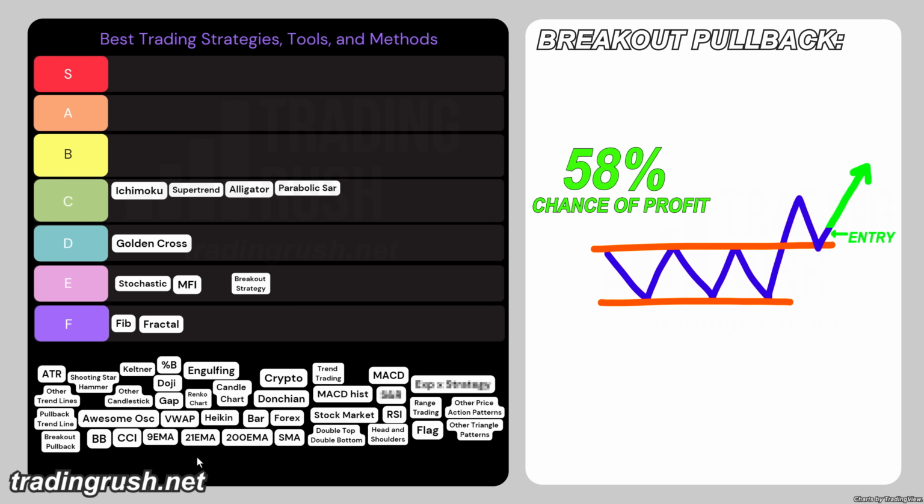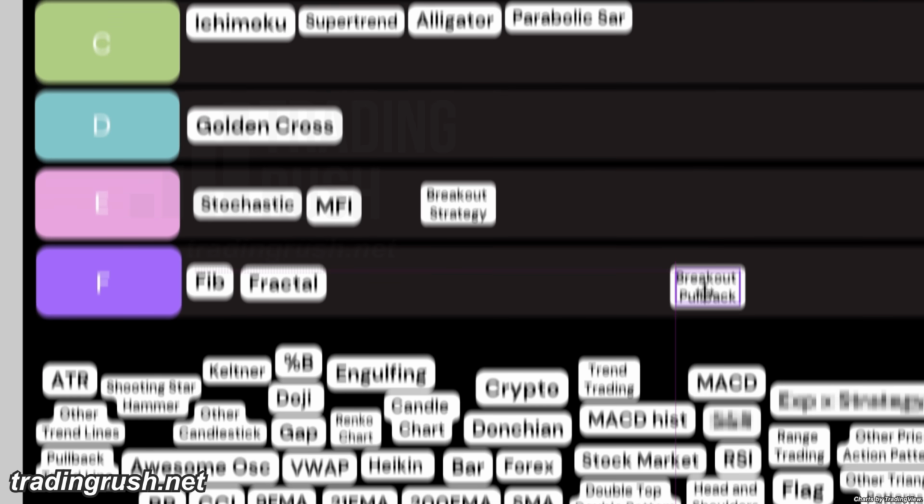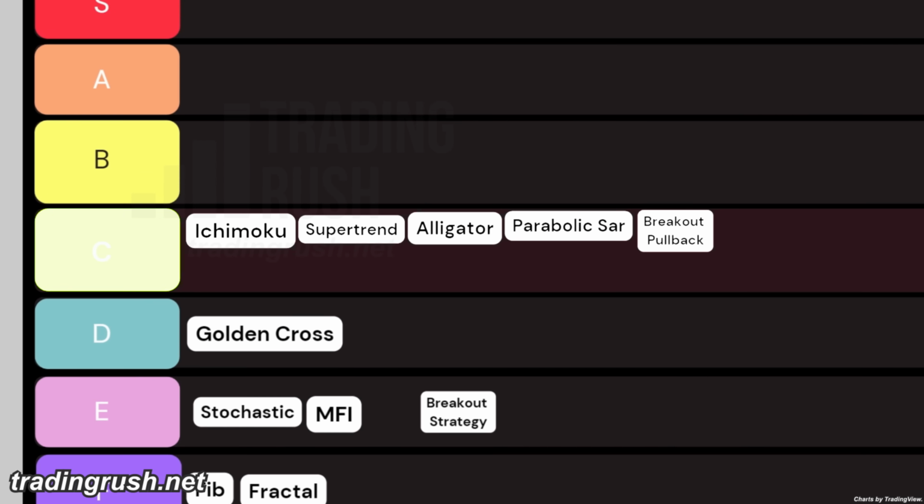On the other hand, I found the pullback of the breakout more reliable. The testing data from previous videos also says the same thing. I would put the breakout pullback entry in the C category.